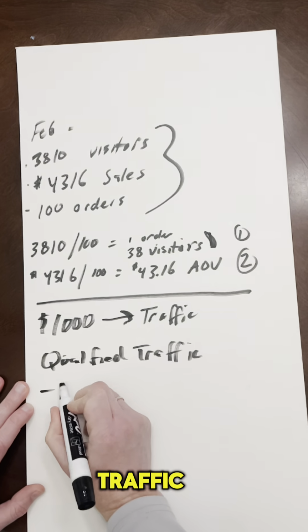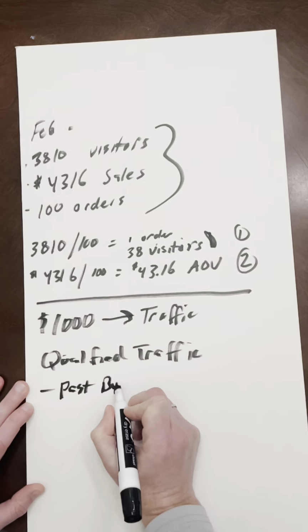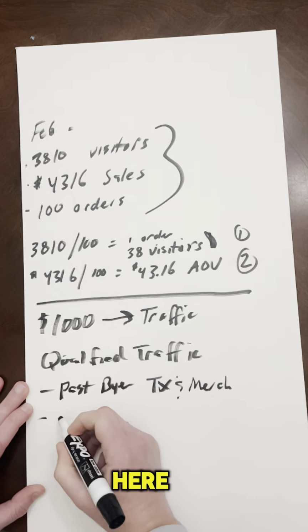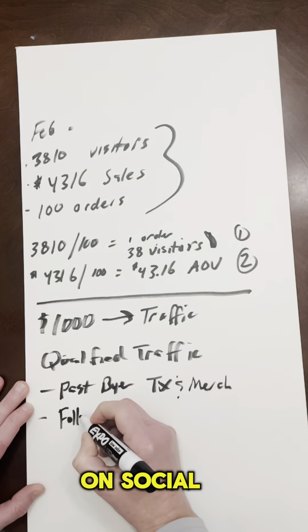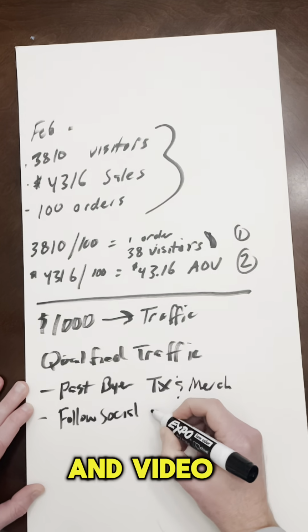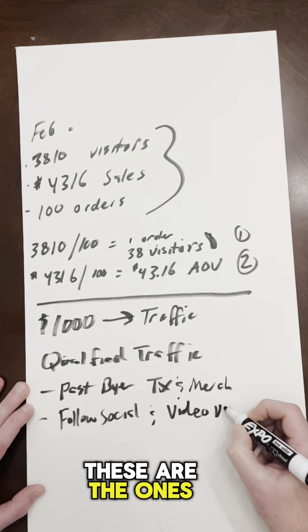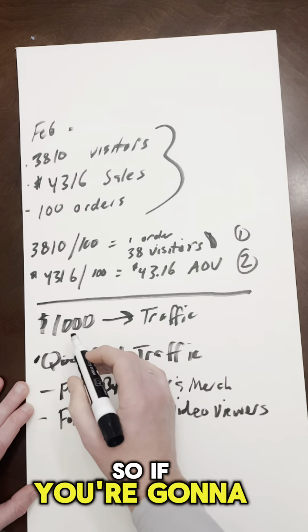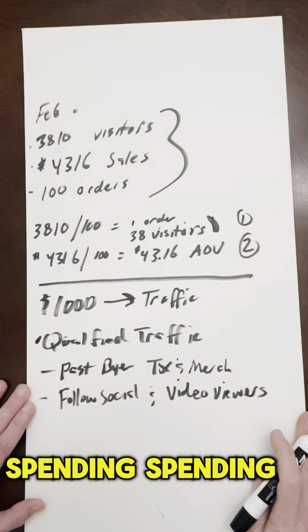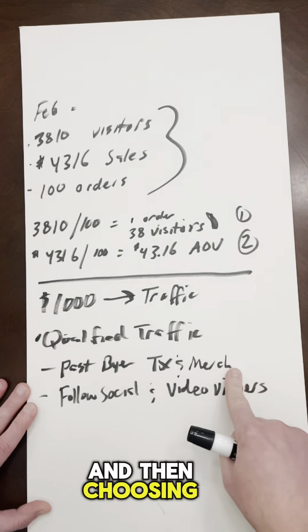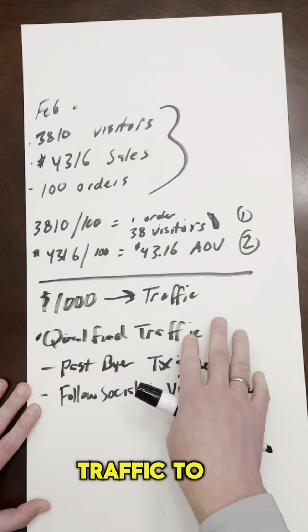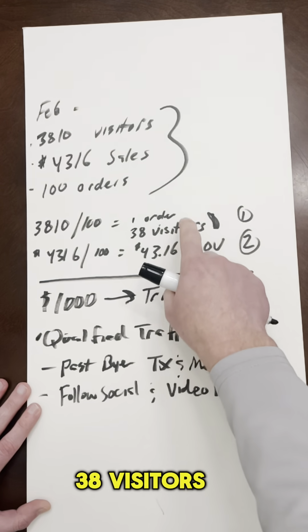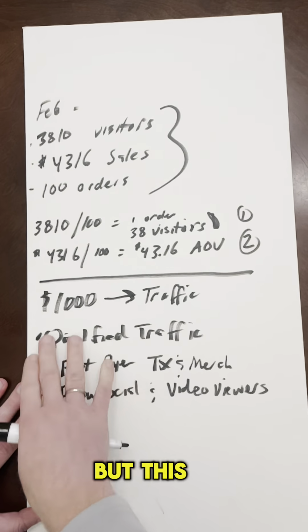So who is qualified traffic? Past buyers, both tickets and merch. These would be great lists here. People who follow you on social, and video viewers. These are the ones that already consume your content and know who you are. So these are great qualified traffic. If you're going to spend $1,000 on ads, you're spending the money and choosing who you're sending traffic to. Where you're sending the traffic is the store, but you're choosing the audience. This is actually going to convert at 38 visitors, if not maybe even better. But this is what we're thinking through here.